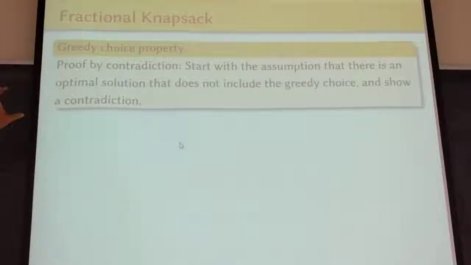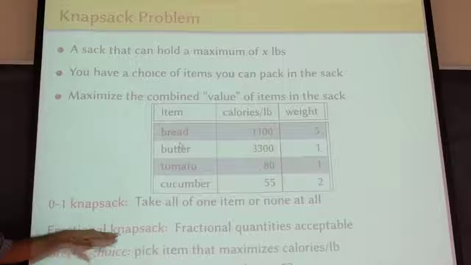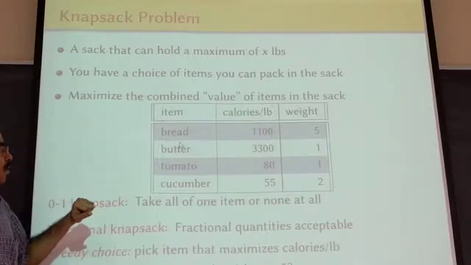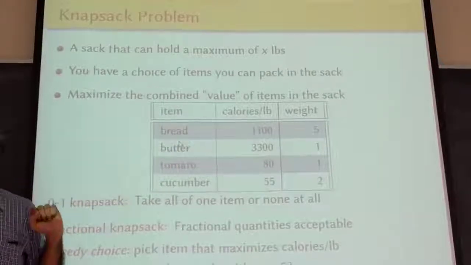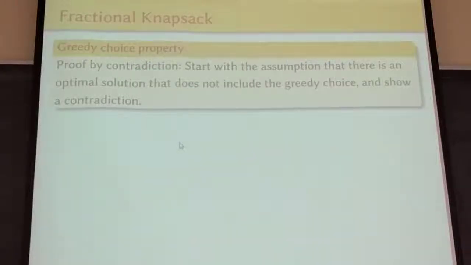Greedy choice property, right? So we want to show that for the fractional knapsack problem, the greedy choice property holds. Usually you prove the greedy choice property by contradiction. So you start by assuming that there is a solution that does not include the greedy choice. For instance, in this example, again for the fractional knapsack case, let's assume that you somehow have a solution which doesn't include butter. You make that assumption, and then you're going to prove by contradiction that that is not possible.